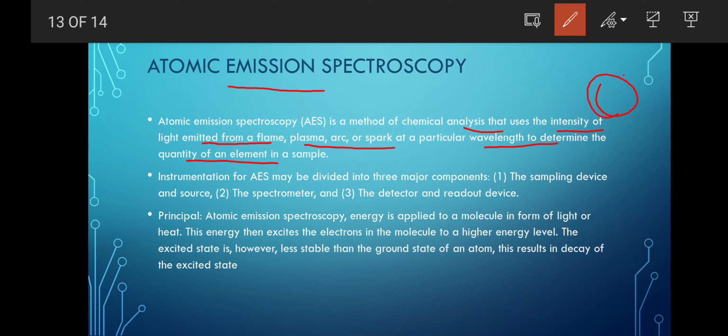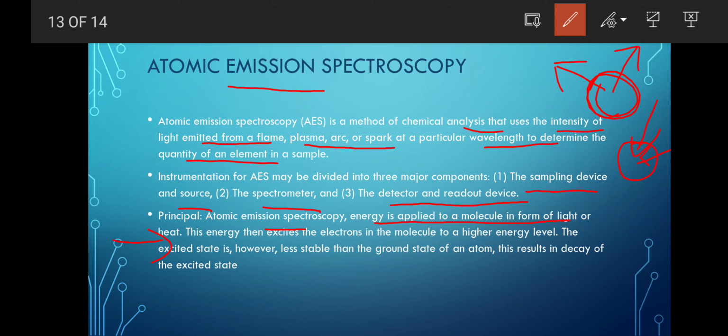So here an atom is there, and at a certain wavelength it will emit energy. So that is measured in emission spectroscopy. In absorption, at a certain wavelength the atom will absorb the energy, so that is measured. Okay, so the instrumentation has the sampling device, a source, a spectrometer, a detector and a readout device.